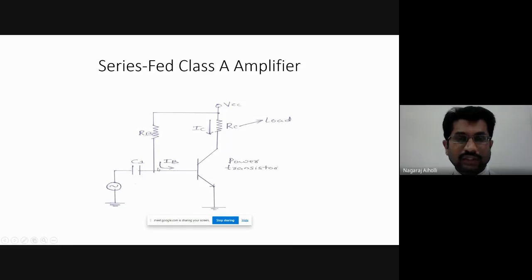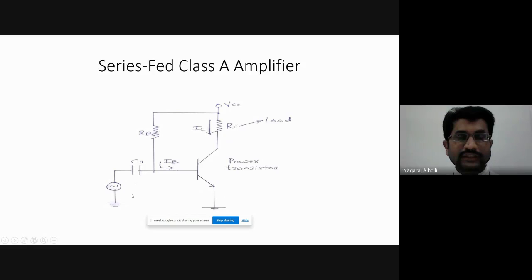In the fixed bias circuit, resistance RB is connected between base to collector. RC resistance is connected to the collector terminal. Emitter terminal is grounded, and the input signal is applied to the base. Such a circuit is called as series fed class A amplifier, or it is nothing but the fixed bias circuit. It is a fixed bias circuit, but it is meant to handle the large signal voltages.